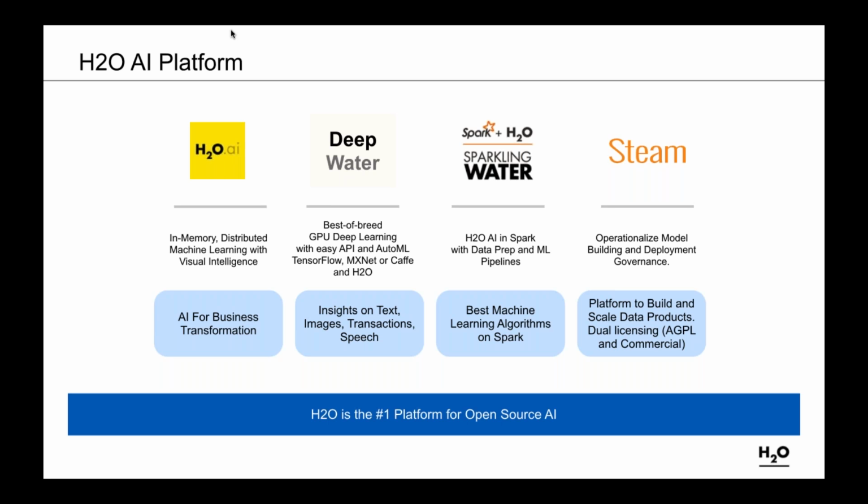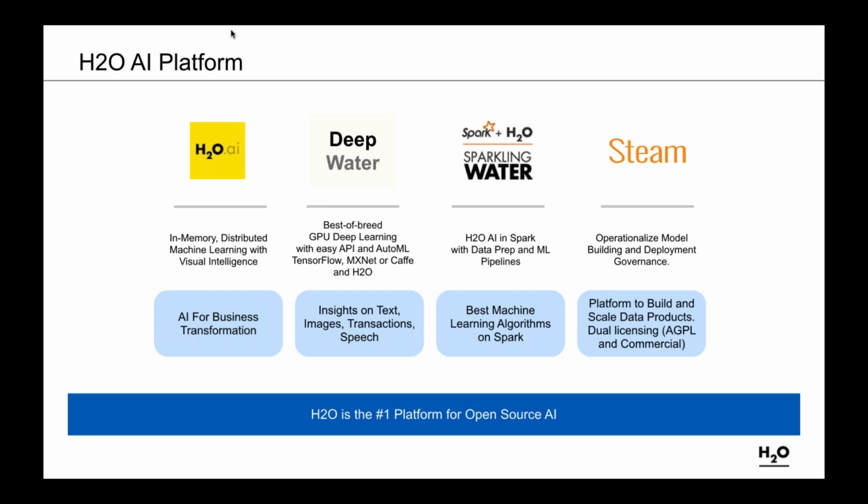So today we'll go over the AI platform at H2O, the core platform, which is the product on the far left of the screen. Our core platform is an in-memory distributed machine learning platform with visual intelligence. We are very much emphasizing our visual intelligence for analytics. And in addition to our core platform, we also have Deepwater, which is our integration of all the popular deep learning frameworks, including TensorFlow, MXNet, and Caffe.